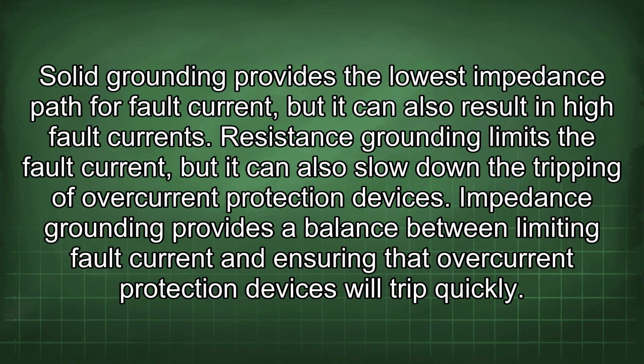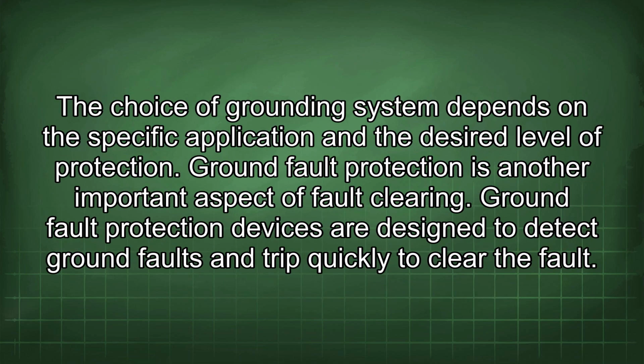Resistance grounding limits the fault current, but it can also slow down the tripping of overcurrent protection devices. Impedance grounding provides a balance between limiting fault current and ensuring that overcurrent protection devices will trip quickly. The choice of grounding system depends on the specific application and the desired level of protection. Ground fault protection is another important aspect of fault clearing. Ground fault protection devices are designed to detect ground faults and trip quickly to clear the fault.